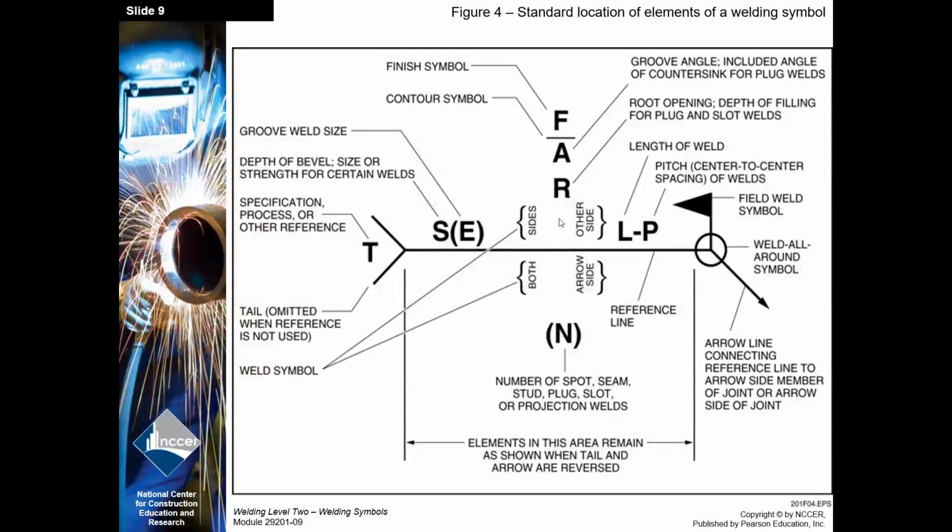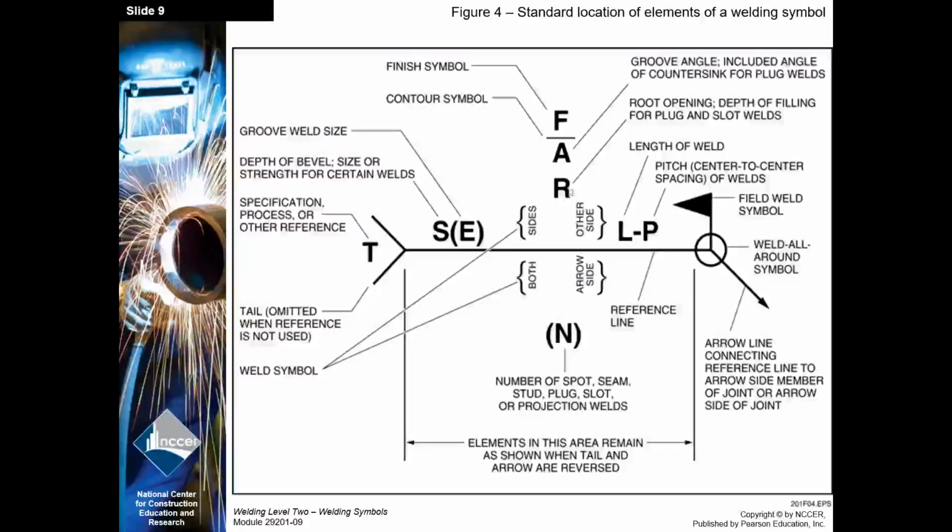It can go on the top for other, go on the bottom for arrow, or if you put it on top and bottom, that means both sides. All right, now let's jump down first because that'll be easier. N. The N means the number of welds. So if I'm giving a length and a pitch, maybe a staggered type of weld, maybe I'll have a number. So if this is a 2, I only want 2 welds. If it's a 6, I only want 6 spot welds or slot welds. All right, so that's a quantity.